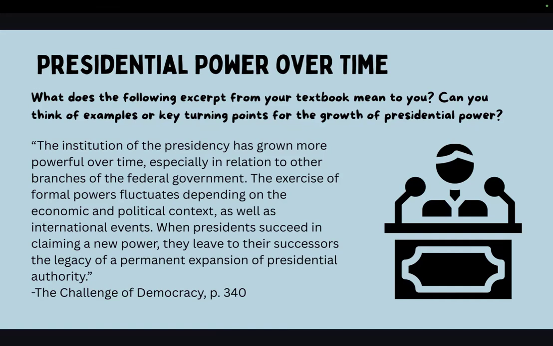There are other presidents who have expanded presidential power over time. And sometimes, like I say, it was for a good cause, and other times it was for a different reason. But it has just kind of turned out that way.